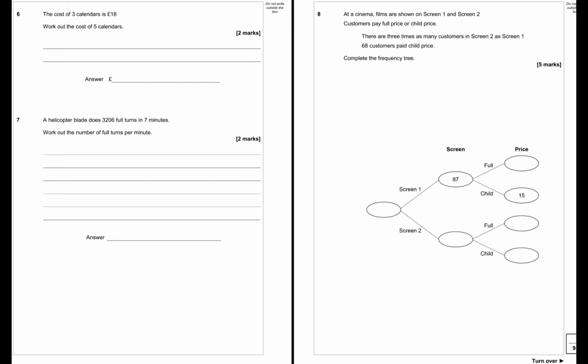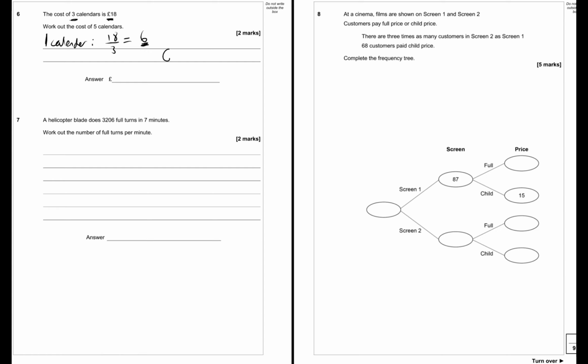Work out the cost of 5 calendars. Okay, so first, if we know 3 calendars is £18, we want to work out the cost of 1 calendar. So let's say 1 calendar is going to be 18 over 3. So what does that give us? 18 divided by 3 is going to be 6. So 1 calendar costs £6, but we want to know 5 calendars.